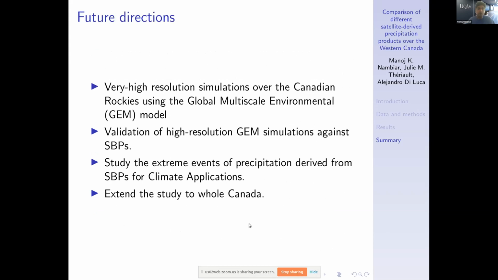So these are some future directions. We are also doing a higher resolution 3-kilometer GEM modeling, and we will use some of this data to cross-validate the GEM model simulations. Also, we would study some extreme events using the satellite data as well as the model data. Thank you.